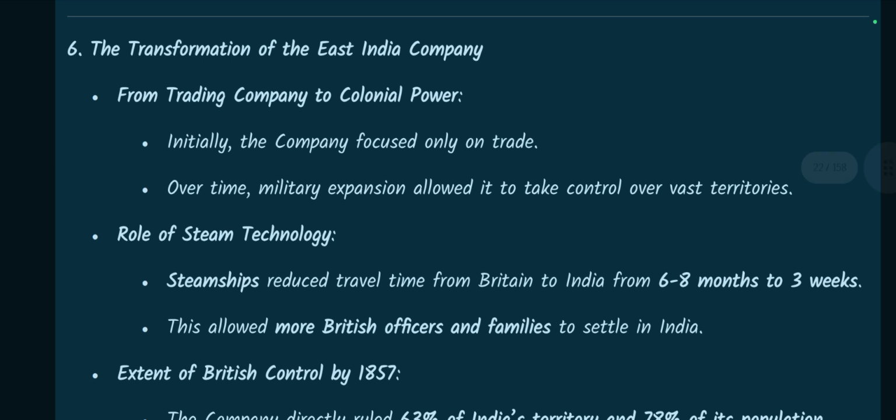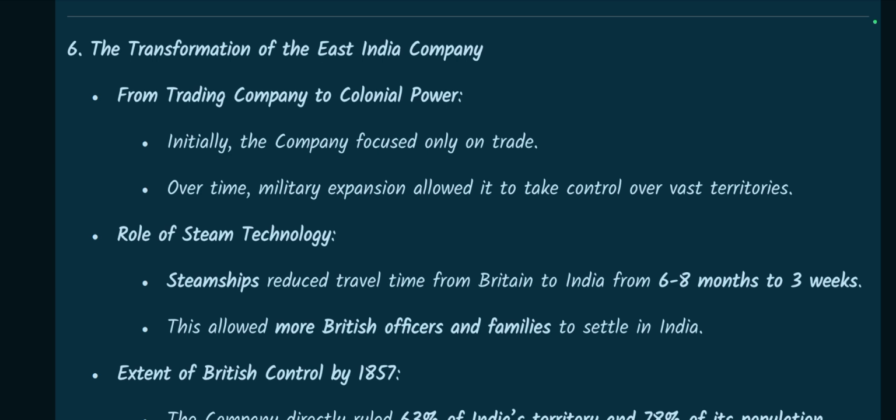Number 6: Transformation of the East India Company, from trading company to colonial power. Initially, the company focused only on trade. Over time, military expansion allowed it to take control over vast territories.